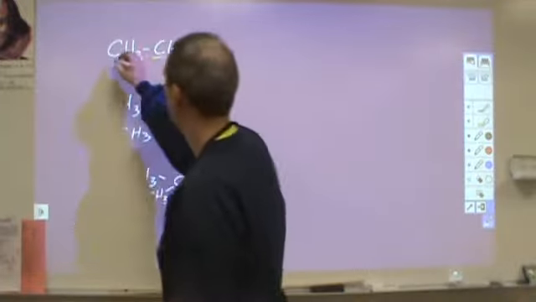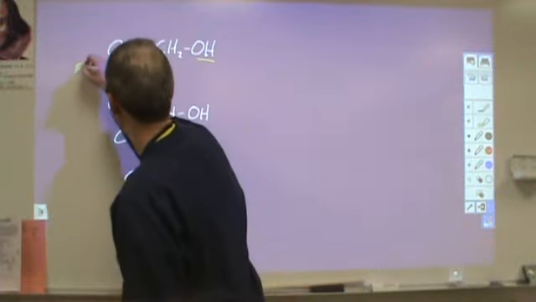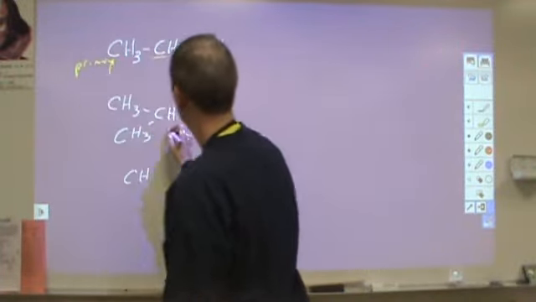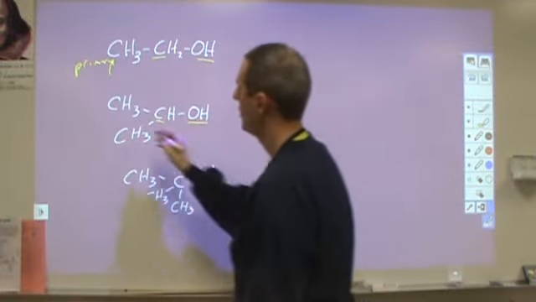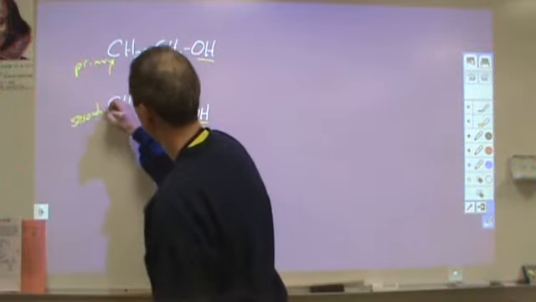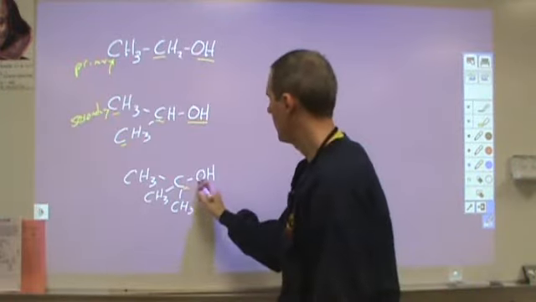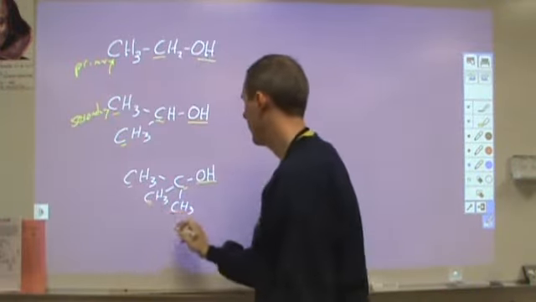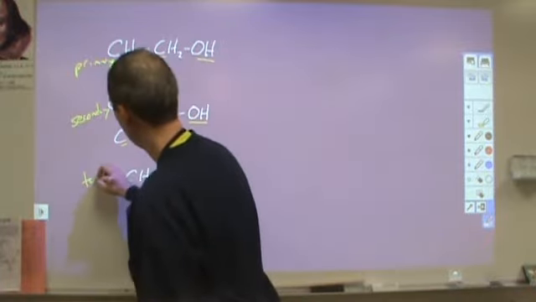So in this case, I have one, so this would be called primary. This carbon attached to my alcohol group has two carbons attached, and therefore that would be secondary. And then this carbon attached to my alcohol has 3 carbons attached, and therefore we call that tertiary.